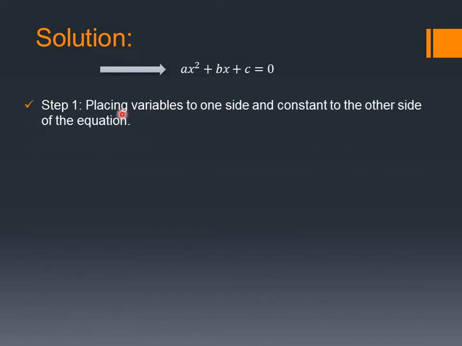The first step is placing the variables to one side and constant to the other side of the equation. The variable here is ax square plus bx. These two terms are having variables with it, and the constant term is plus c. So taking plus c to the other side of the equation, it will become minus c, and 0 minus c is minus c. So the step 1 is solved and the equation has now become ax square plus bx equals to minus c.